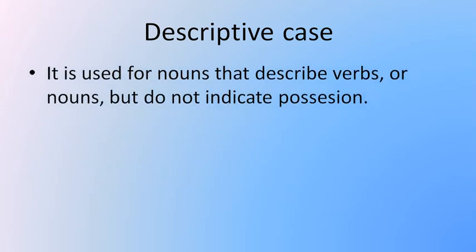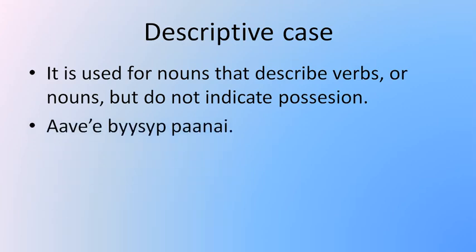Descriptive case, it is used to describe nouns, like for nouns that describe other nouns or verbs, but do not indicate possession. So we have ave, bishop, panai, meaning I have a bread box. So panai means bread, with the I suffix, indicating that this is a descriptive noun. So it describes the box without indicating possession. It's not the bread's box. It's just a bread box.